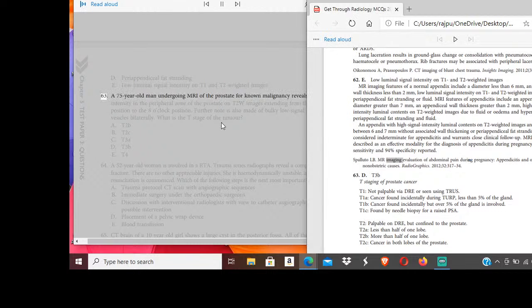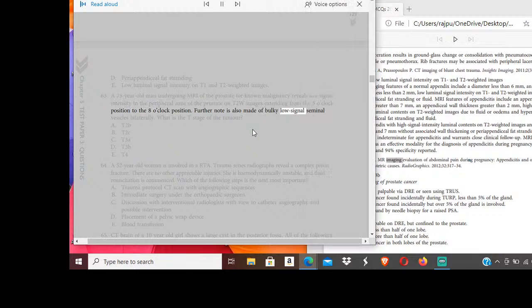63. A 75-year-old man undergoing MRI of the prostate for known malignancy reveals low signal intensity in the peripheral zone of the prostate on T2W images extending from the 3 o'clock position to the 8 o'clock position. Further note is also made of bulky low signal seminal vesicles bilaterally. What is the T stage of the tumor?